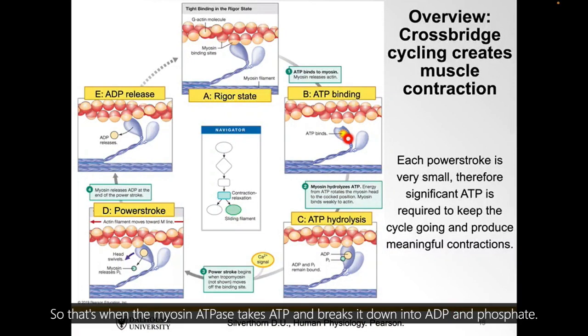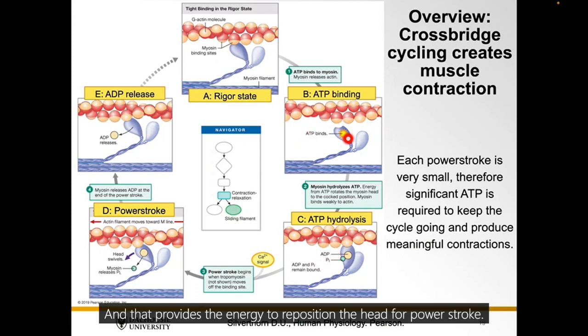So that's when the myosin ATPase takes ATP and breaks it down into ADP and phosphate. And that provides the energy to reposition the head for the power stroke. So we see here the head of the myosin has changed its angle. It's no different in smooth muscle.